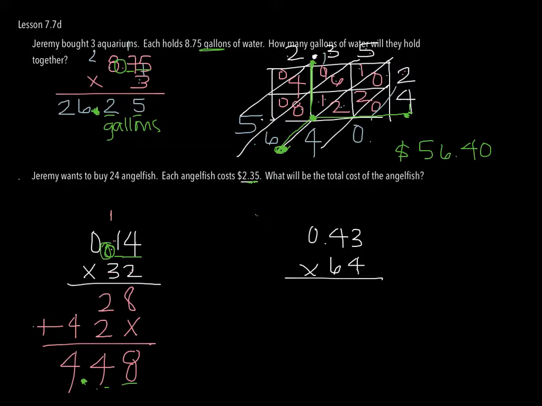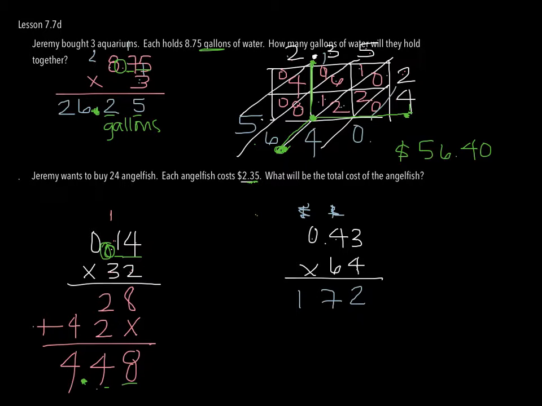4 times 3 is 12. Write down the 2. Carry the 1. 4 times 4 is 16. Plus 1 is 17. Carry the 1. 4 times 0 is 0. Plus 1 is going to be 1. Now I'm going to cross these out so I don't reuse those.